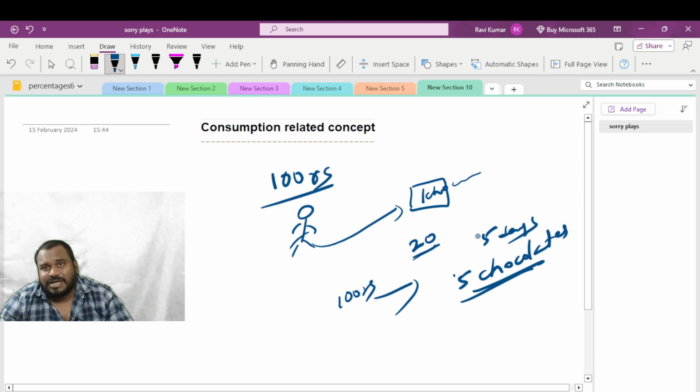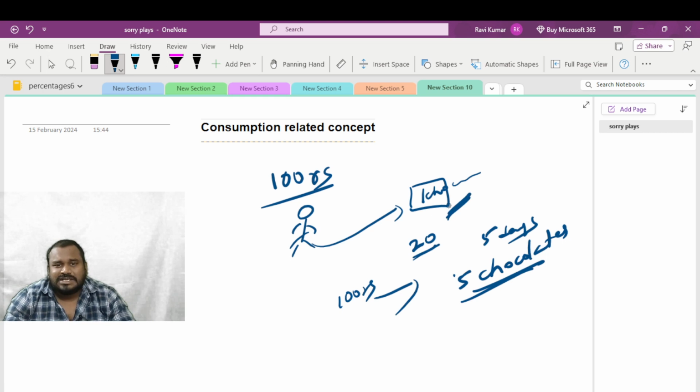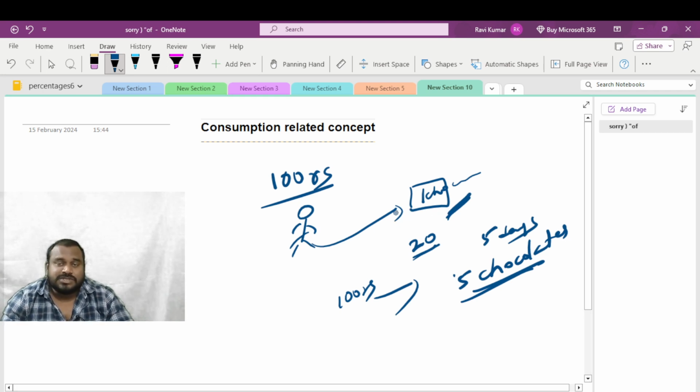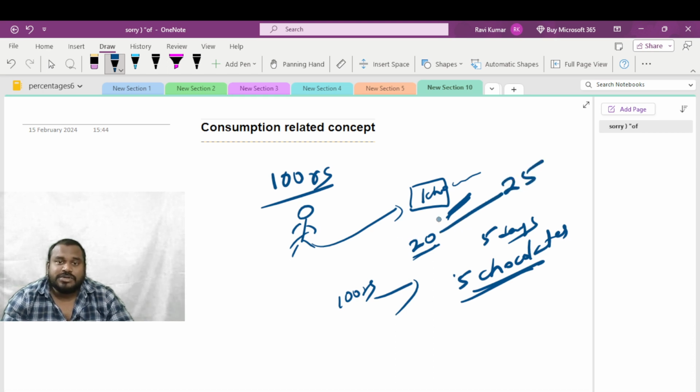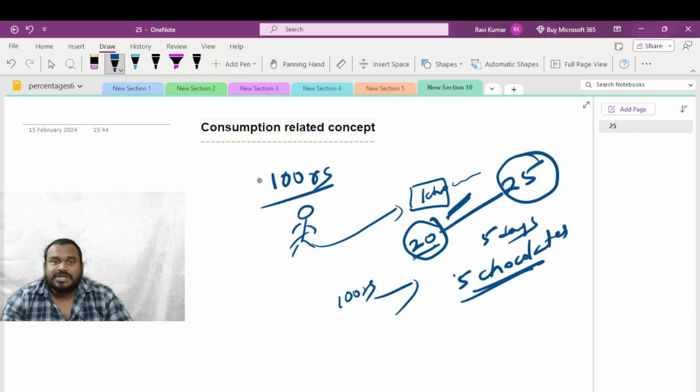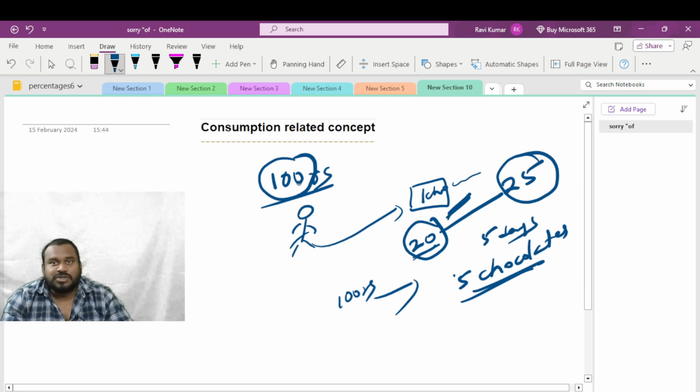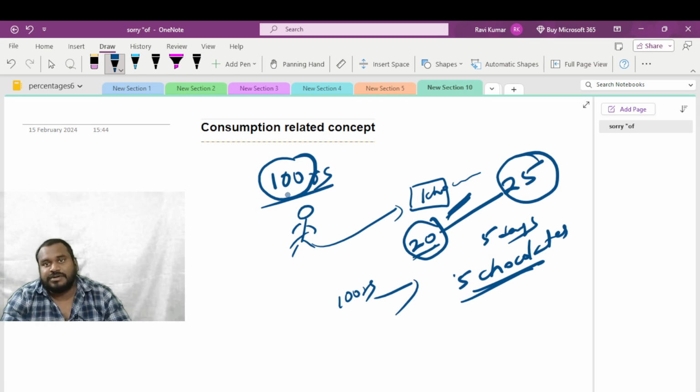Suddenly, what happened? The shopkeeper increased his chocolate price from 20 to 25. Initially it was 20. Now he increased the price to 25. But this poor guy has only 100 rupees. His dad is not giving more than 100 rupees. Pocket money is 100 rupees only for a week. Not even for a week, for 5 days only.